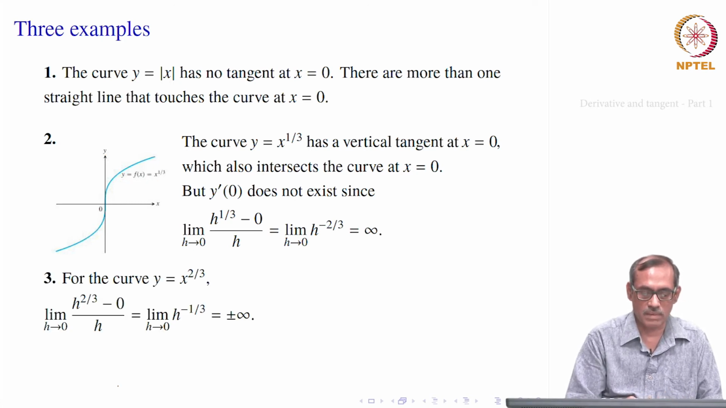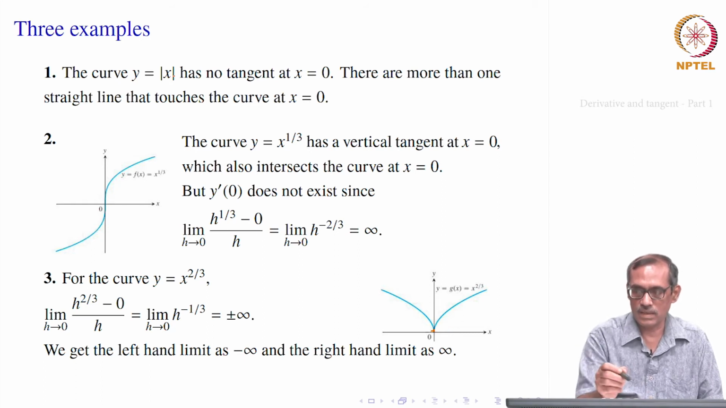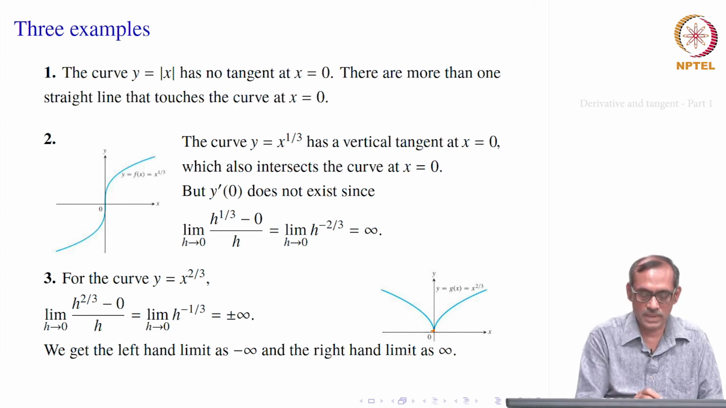So, we will have another example, let us say y equal to x to the power 2 by 3. That looks like this, there is a cusp here, it comes down to this and then goes up. It is not like the second one, not like y equal to mod x, but there is a cusp type of thing. So, what happens here? When you try to compute its derivative at 0, it is f of 0 plus h minus f of 0 divided by h, that is h to the power 2 by 3 over h, that is h to the power minus 1 by 3.